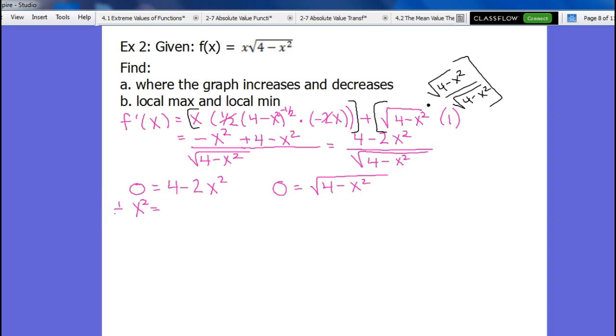No, just divide by 2. I said divide by 4. I meant divide by 2. So again, I added the 2x squared over, or the 4, whatever way you want to go, and then divided by the 2. So we're going to get x equals plus or minus root 2.